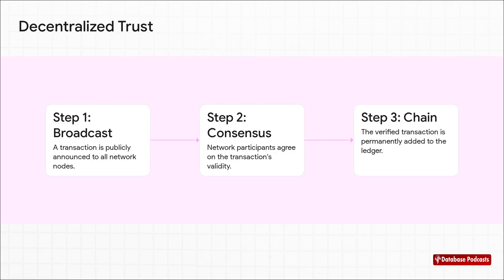And the solution is pretty brilliant, actually. The network itself becomes the authority. Instead of one gatekeeper, every single transaction goes through a three-step dance. First, it gets broadcast to everybody. Second, all those participants work together to agree, to reach a consensus that the transaction is legit. And third, once it's verified, it gets locked into the ledger for good. Because the whole network publicly signs off on it, double spending becomes pretty much impossible.